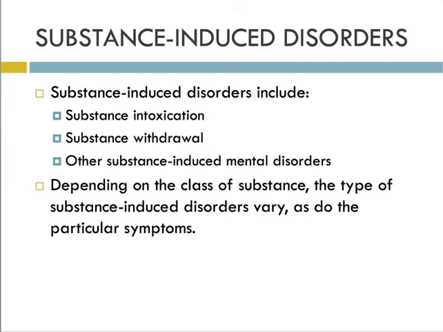The next group of disorders in the DSM-5 are substance-induced disorders, and these include substance intoxication, substance withdrawal, and other substance-induced mental disorders, which we're not going to talk about. And depending on the class of substance, the type of substance-induced disorders vary, as do the particular symptoms. Also, an important thing to note is that these are acute diagnostic criteria. So when we say someone is suffering from a substance-induced disorder, we know that we're talking about the immediate effects of a substance or the withdrawal of a substance, rather than some chronic psychiatric condition.